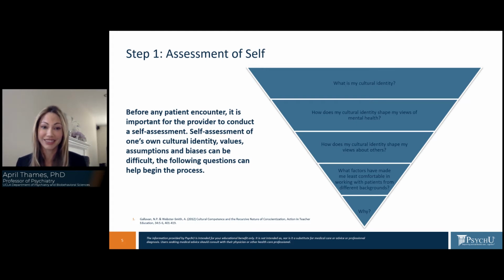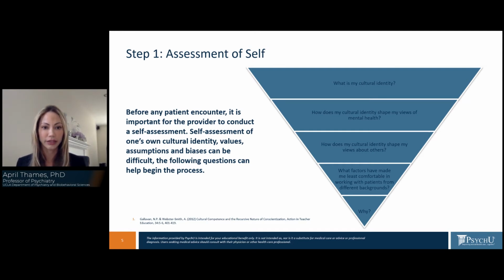But the first question is to simply ask, what are aspects of your cultural identity? Thinking about gender, religious views, sexual orientation, race, ethnicity, nationality, where people grew up. Those are some elements of cultural identity to think about. And as professionals in the space of mental health care, that in and of itself is a cultural identity. So how does one's cultural identity shape views around mental health? That's something you have to ask yourself.